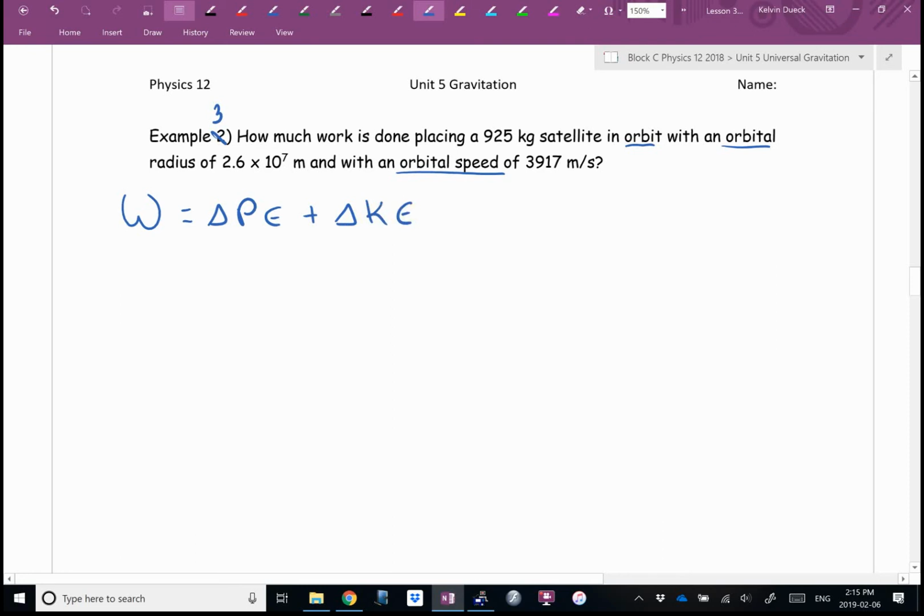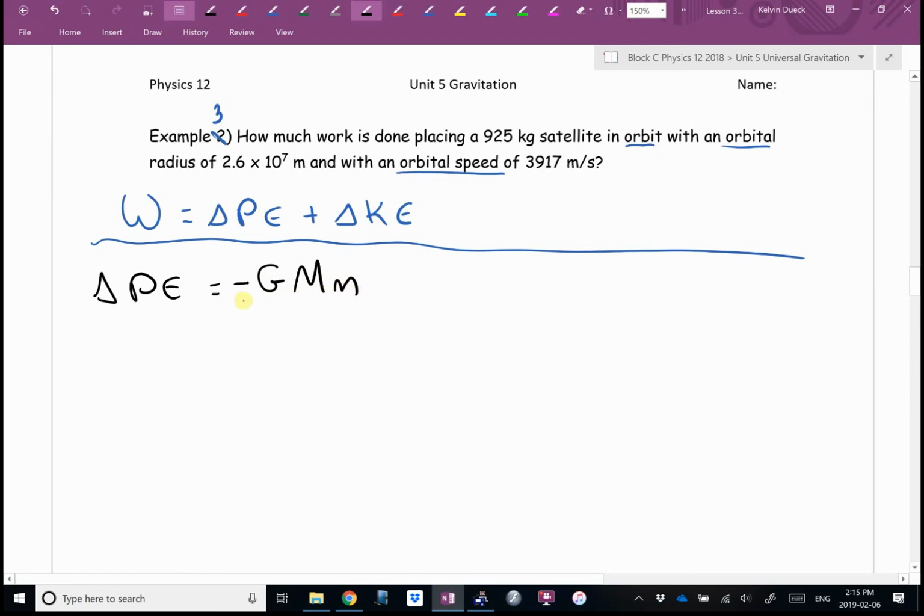I don't advise doing all this at once. Gabe, I'm either going to find the change in potential or the change in kinetic first. Pick, doesn't matter. Which one would you like to figure out first? Potential. So I often draw a little line. And now I'm going to go, okay, change in potential. And that's going to be what's change in anything? Final minus initial: negative big G, big M, little m, all over our final, minus negative big G, big M, little m, all over our initial.